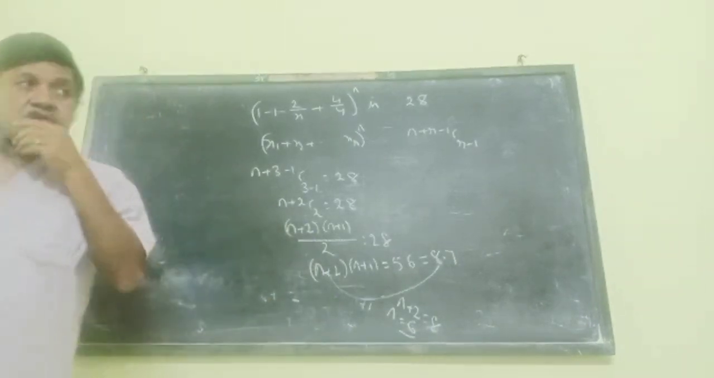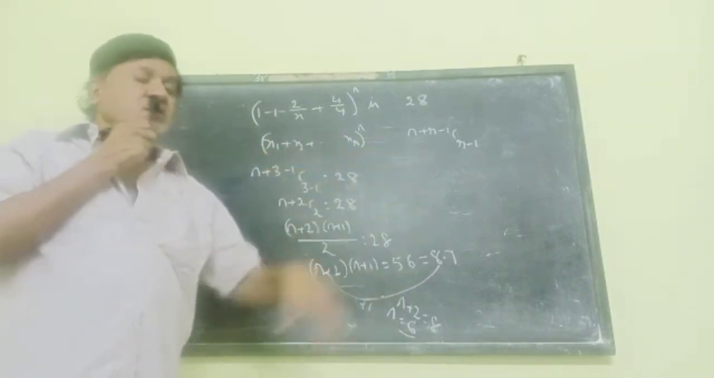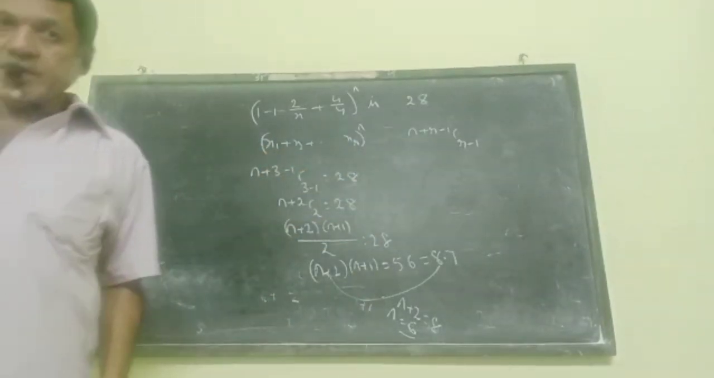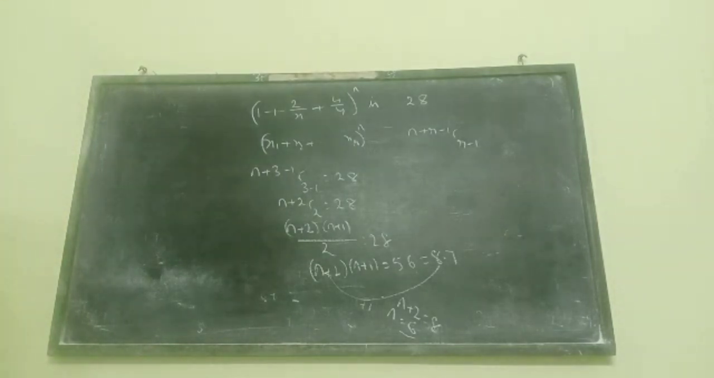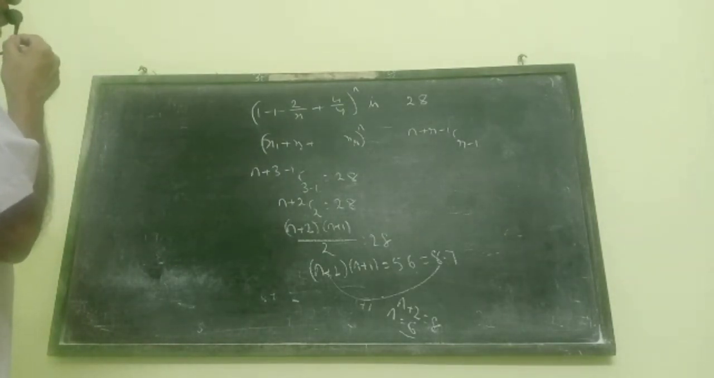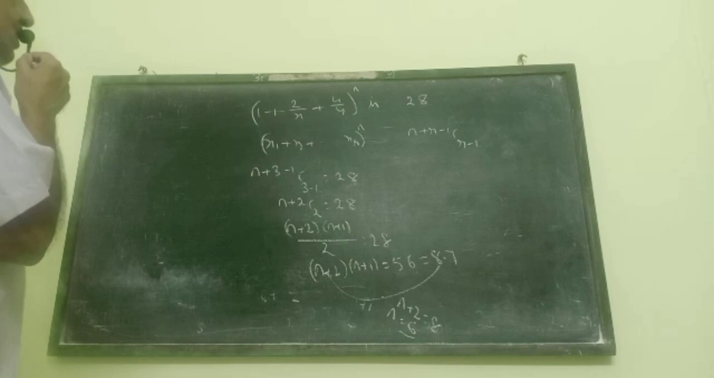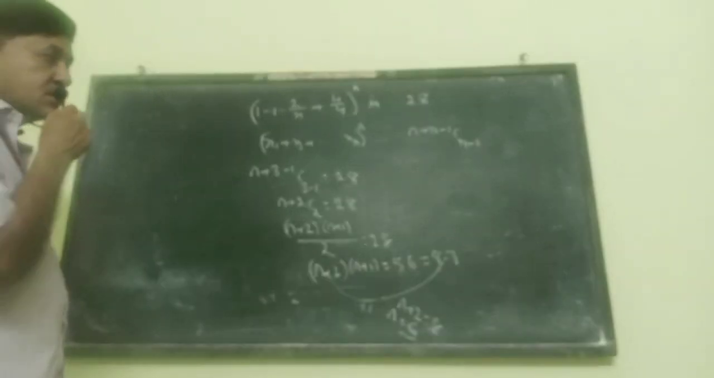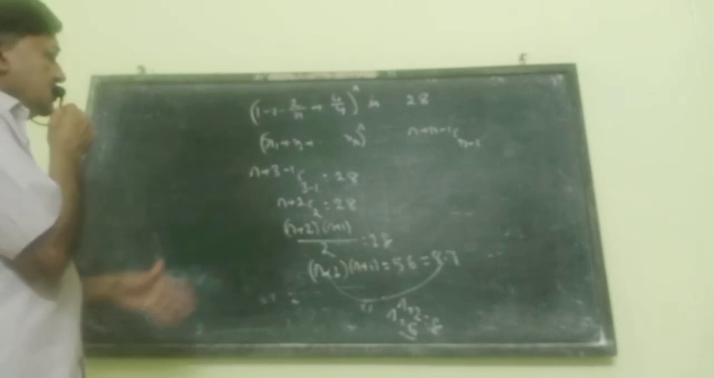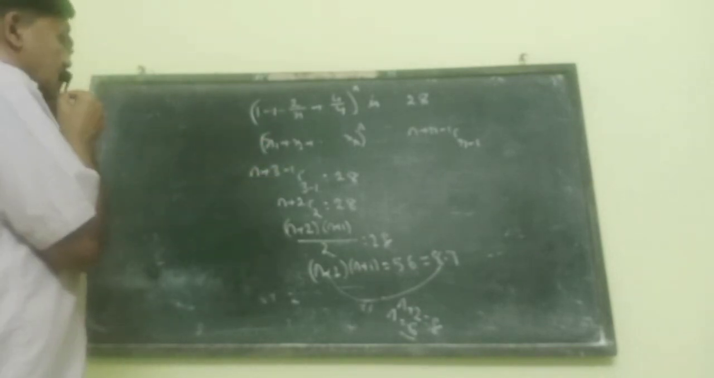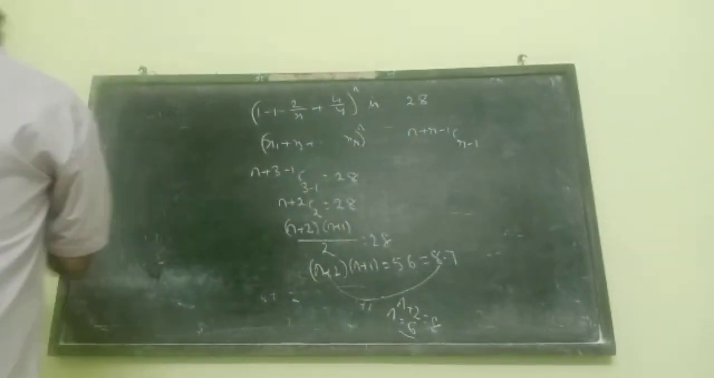Let's go through this problem. In this formula you should remember number of terms in the expansion of x1 plus x2 plus x3 up to xr whole power n is given by n plus r minus 1 cr minus 1. So number of terms in this expansion you can calculate like this. You are going to get n value equal to 60.